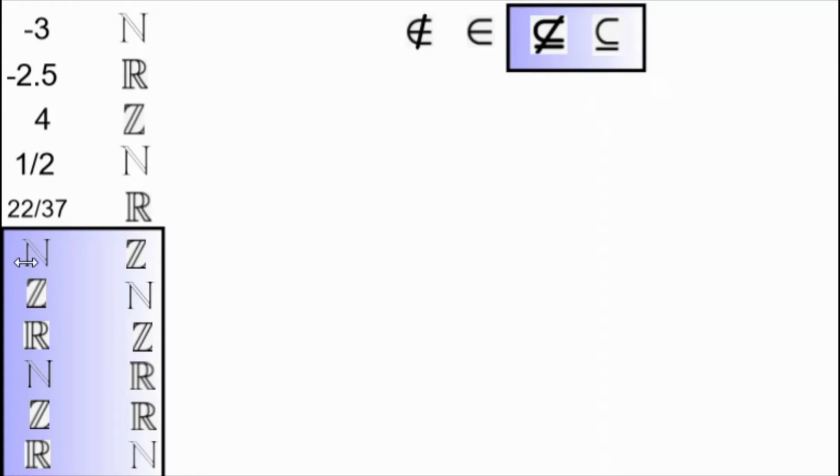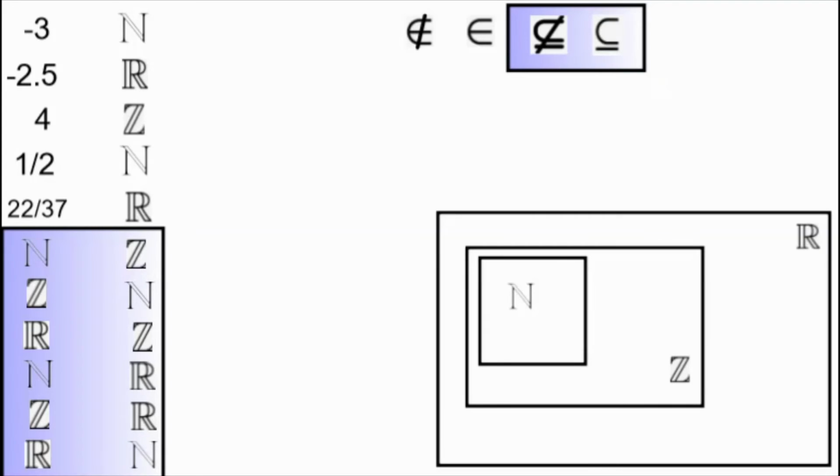Let's start with the first one here. Is N, the set of natural numbers, a subset or not a subset of Z, the integers? Well, this little diagram can help us answer this question. This diagram reminds us that natural numbers are a subset of integers, and integers is a subset of real numbers. Therefore, natural numbers is also a subset of real numbers. So is natural numbers a subset of integers? Yes, it is. And we apply this symbol. Natural numbers is a subset of integers.